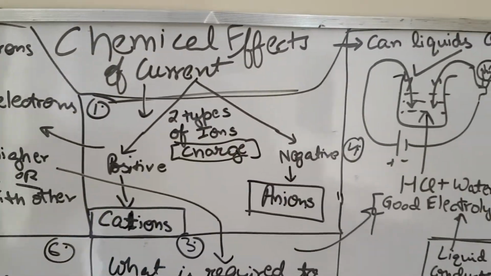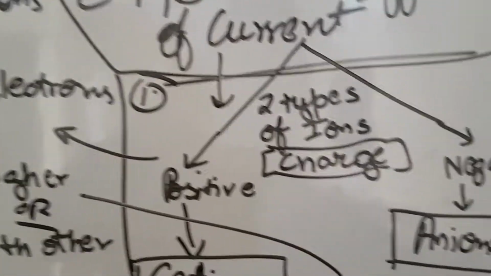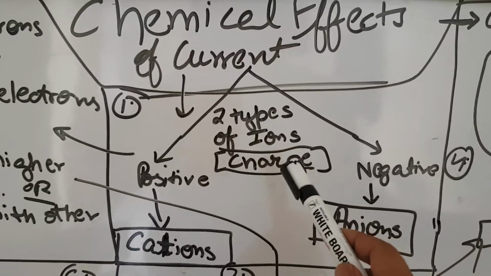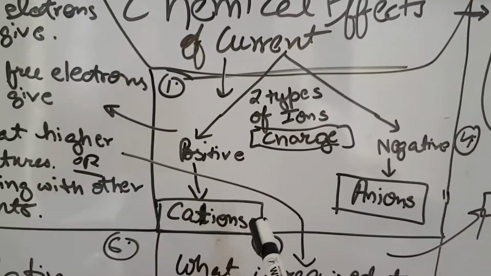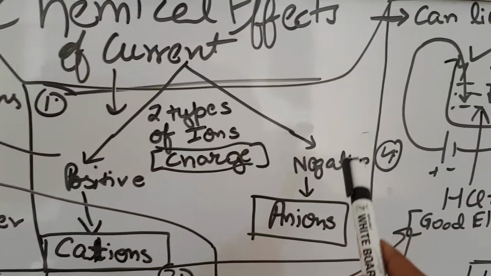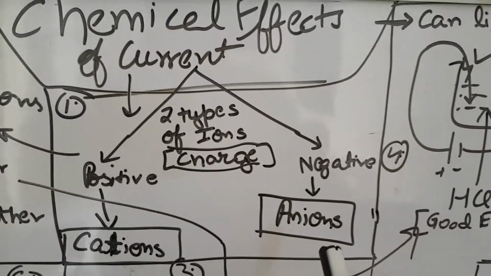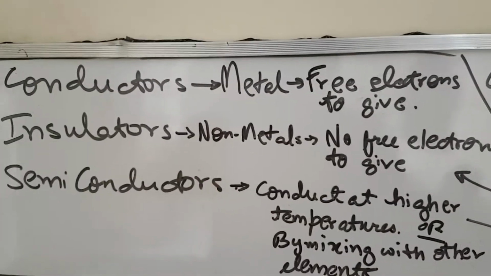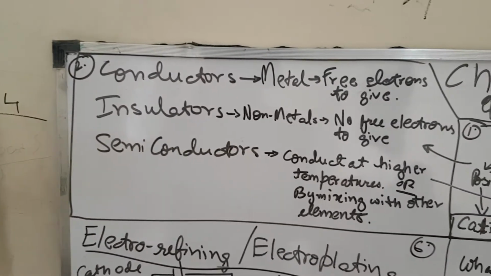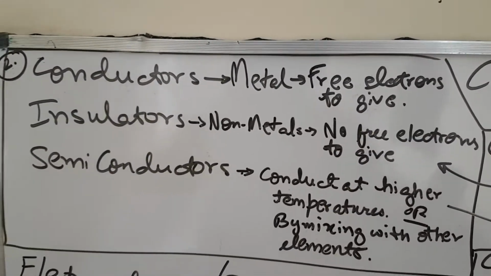This is chemical effects of current. There are two types of ions or charges. Number one is positive, which are known as the cations. Number two is negative, which are known as the anions. Now, for a current to pass, there are only two types of ways which we can pass the current through.